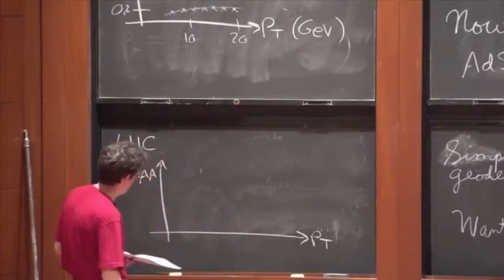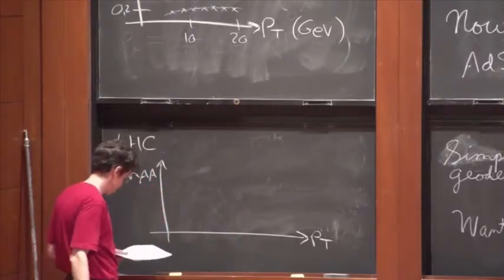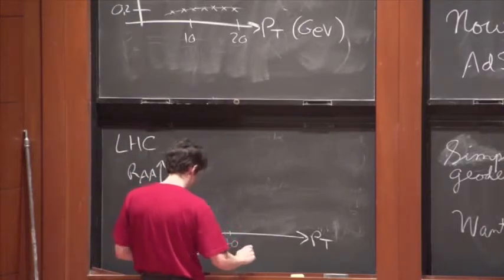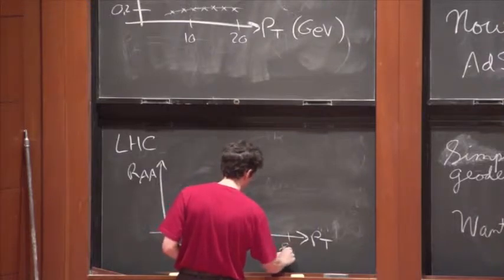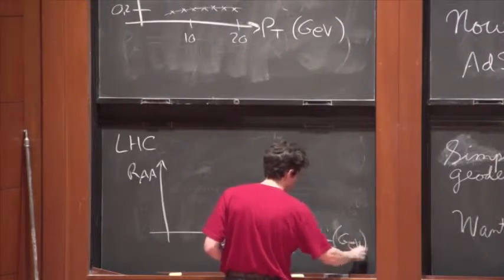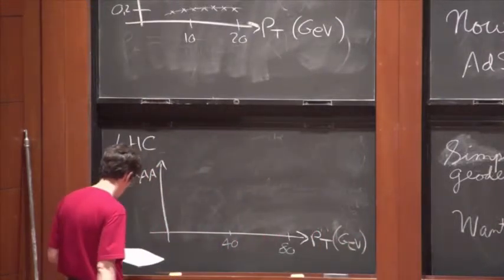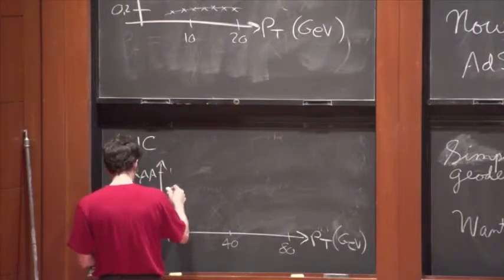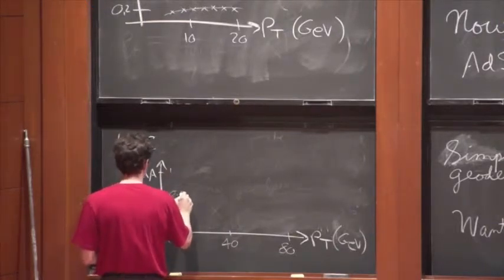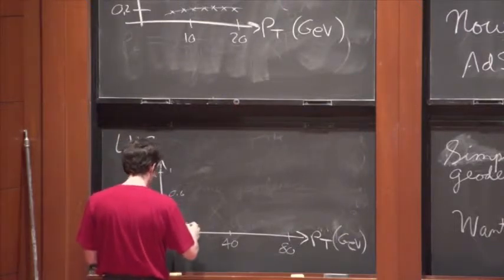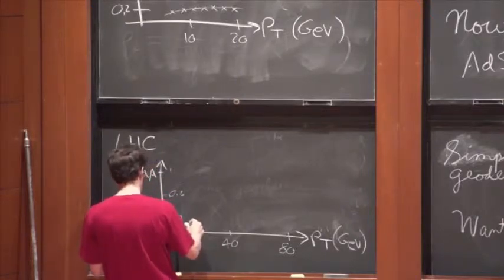Although the medium is maybe only 30% hotter, the hard probes reach significantly higher energies, probably up to really 100 GeV, maybe even more. And if this is 1, and maybe we'll put 0.6 here, and then 0.2 here, then what the data looks like is something like this.